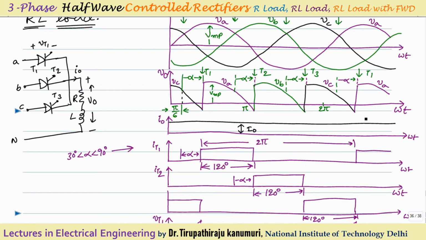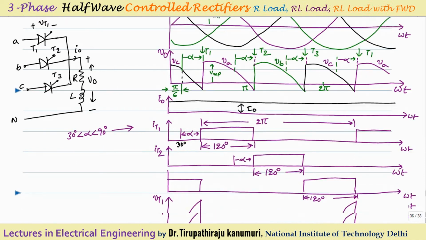So now coming to the current supplied by each thyristor. As your output current is nearly constant, it is supplied by the thyristors in turn. Thyristor T1 is conducting from 30 plus alpha. This is equal to 30 degrees, right? From that instant it will conduct for a duration of 120 degrees. Then after that thyristor T2 will take over the current. It will conduct for 120 degrees. Then thyristor T3 will take over. It will conduct for 120 degrees.